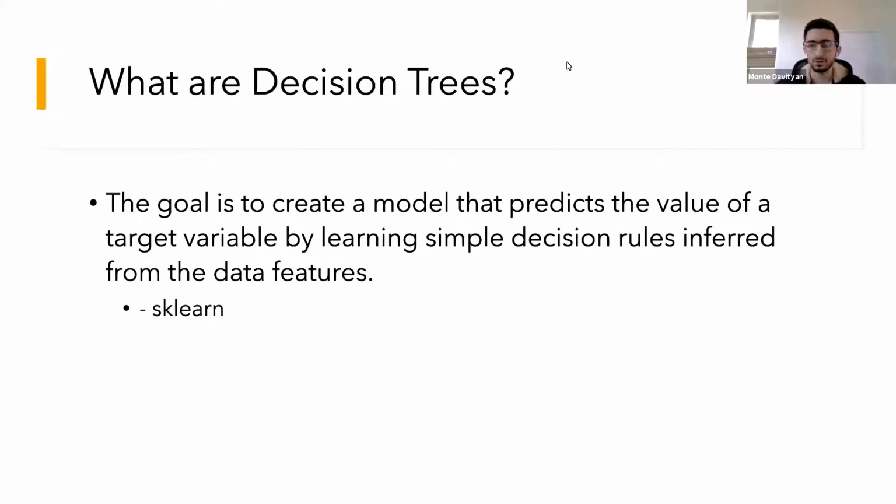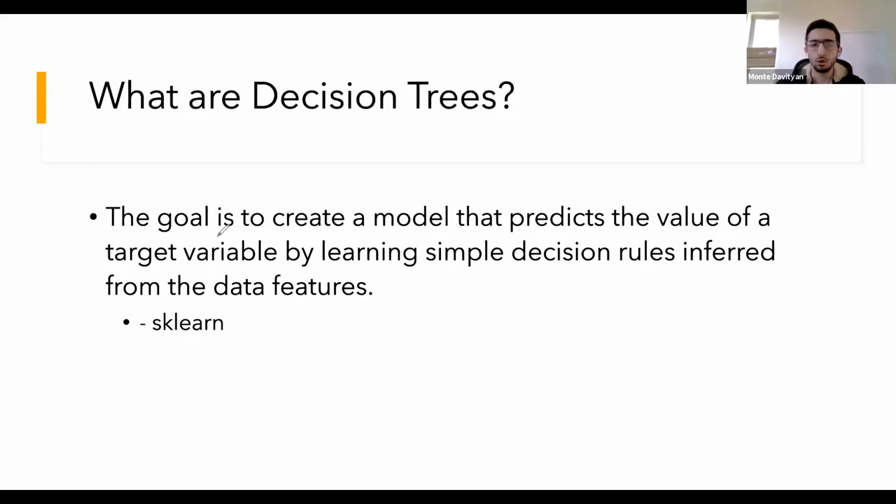So the quick definition: the goal, like any other algorithm that we've had, is to create a model that predicts the value of a target variable. What we've been doing, we've used linear regression and logistic regression to try to predict the value of the target variable. And in this case, our target variable is whether the people survived or not.